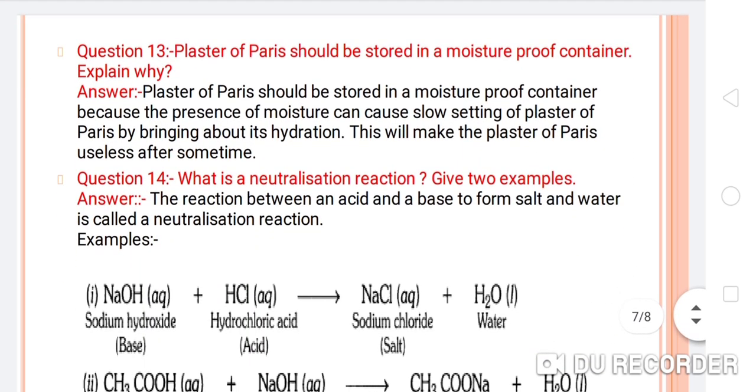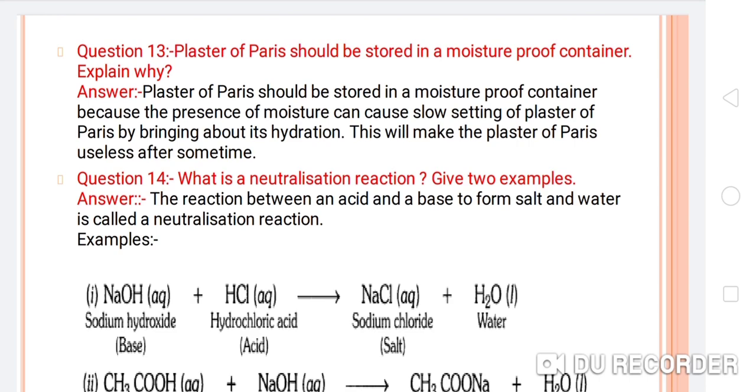Now come to question number 13, that is, plaster of Paris should be stored in a moisture proof container. Explain why. The plaster of Paris should be stored in a moisture proof container because the presence of moisture can cause slow setting of the plaster of Paris by bringing about its hydration. This will make the plaster of Paris useless after some time. So this is the answer.